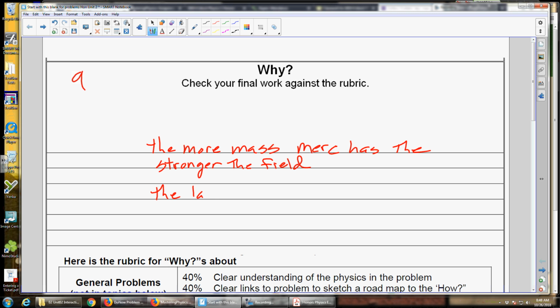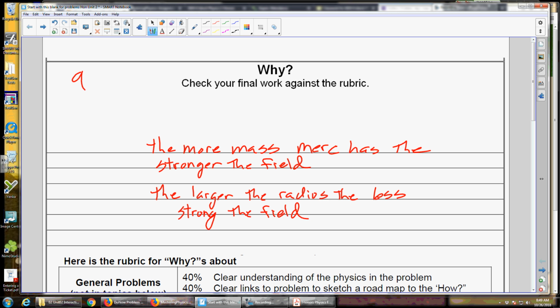The larger the radius, the less strong the field.